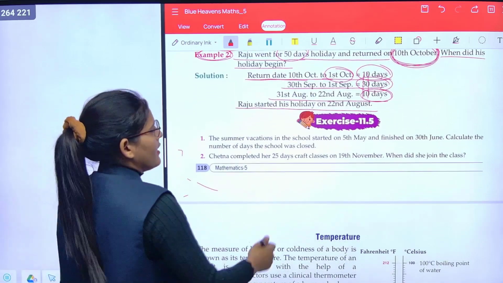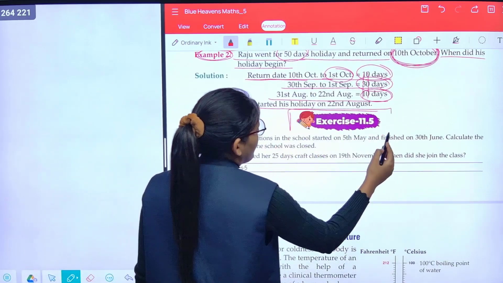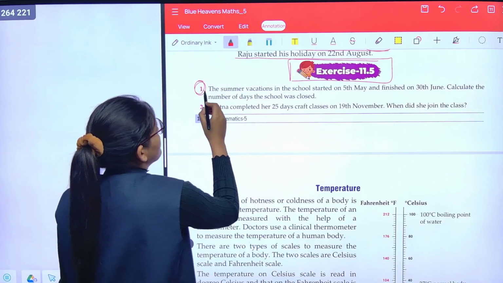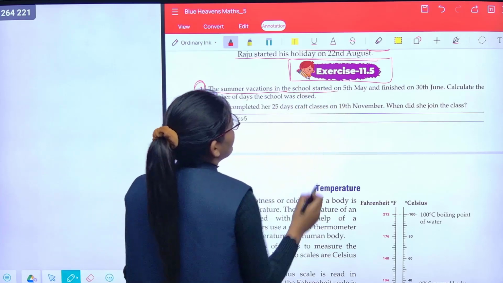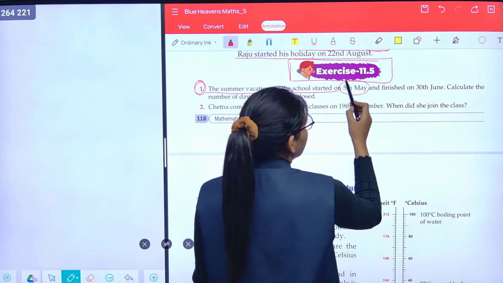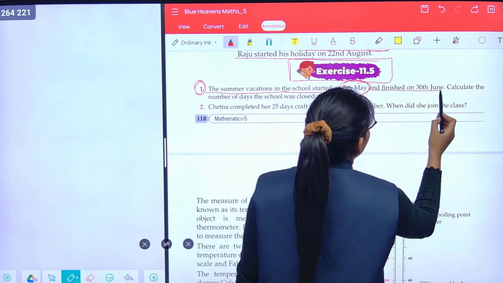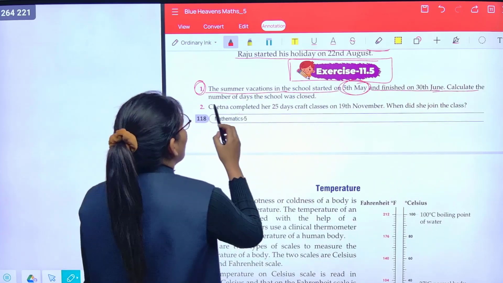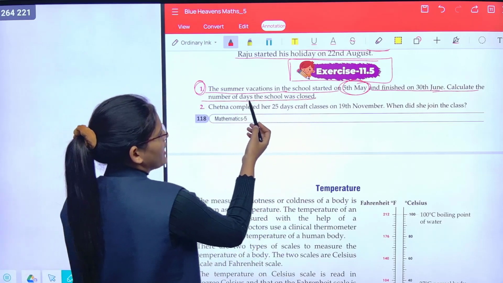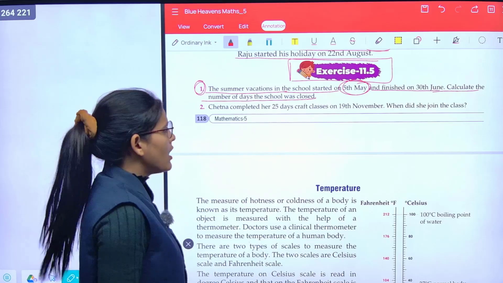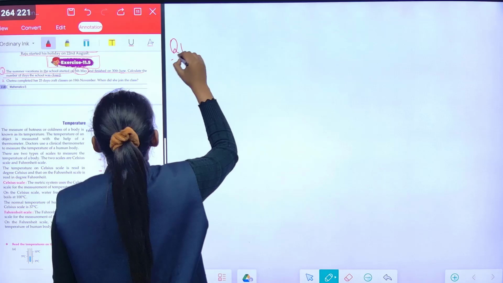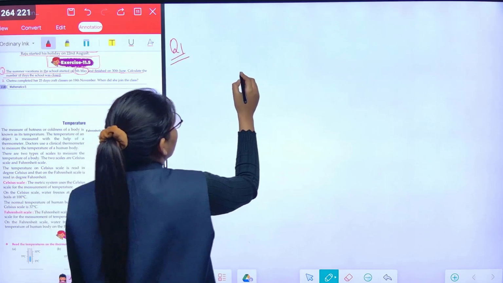Understand class? Now class, come on, exercise 11.5. Yes class, question number 1. The summer vacation in the school started on 5th May and finished on 30th June. Calculate the number of days the school was closed. Now class, see, question number 1.